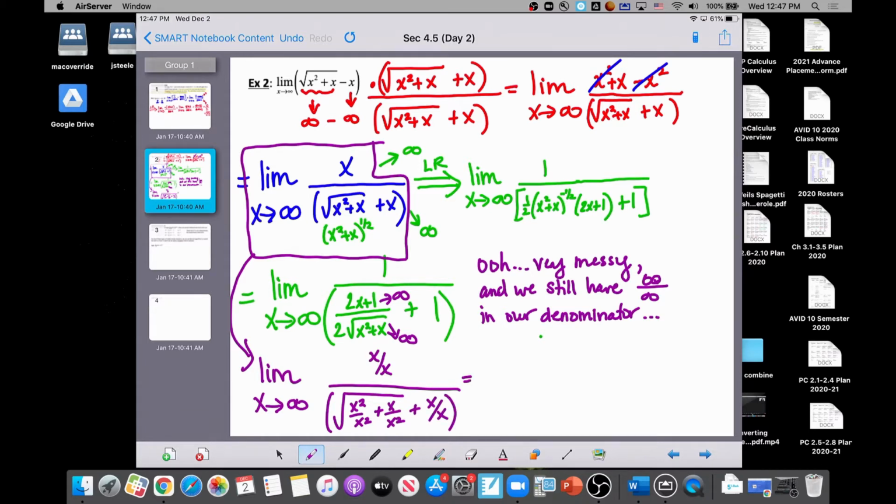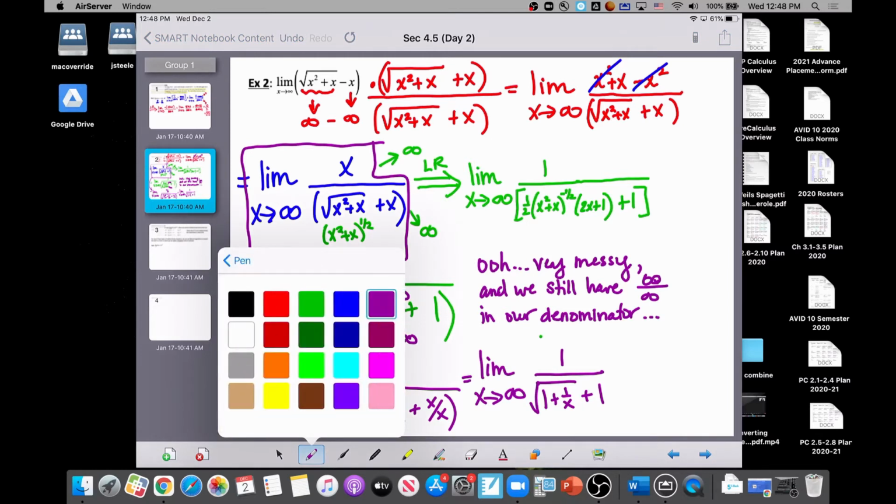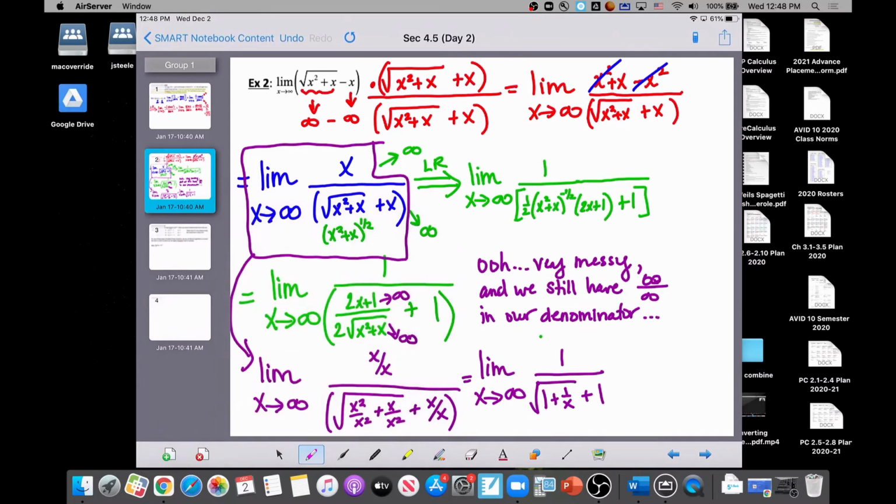And when I simplify that, where does that get me? Let's see, the limit as x approaches infinity of 1 over the square root of 1 plus 1 over x, plus 1. And so now when I plug in infinity and do direct substitution, we know that whenever we divide by infinity, it always goes to 0, right? So this term right here goes to 0.